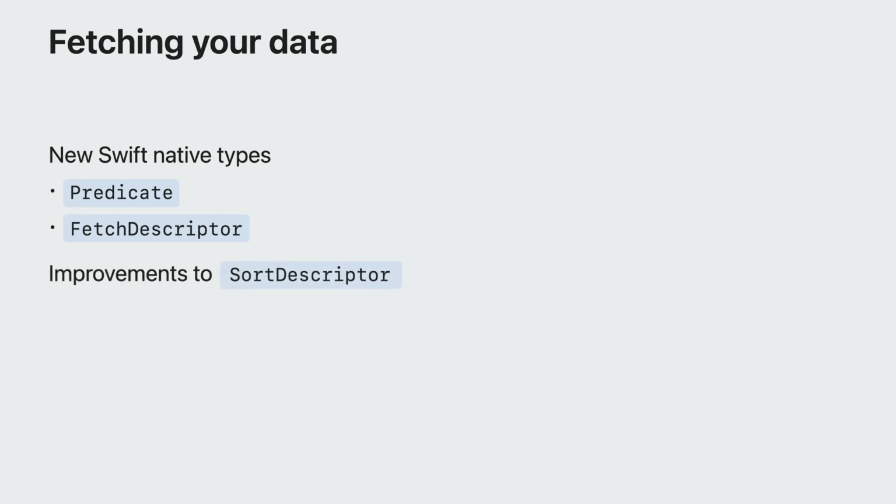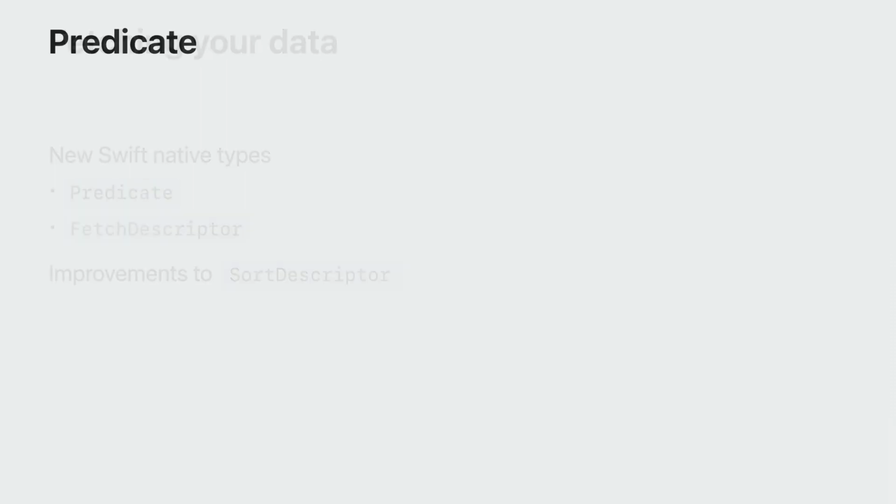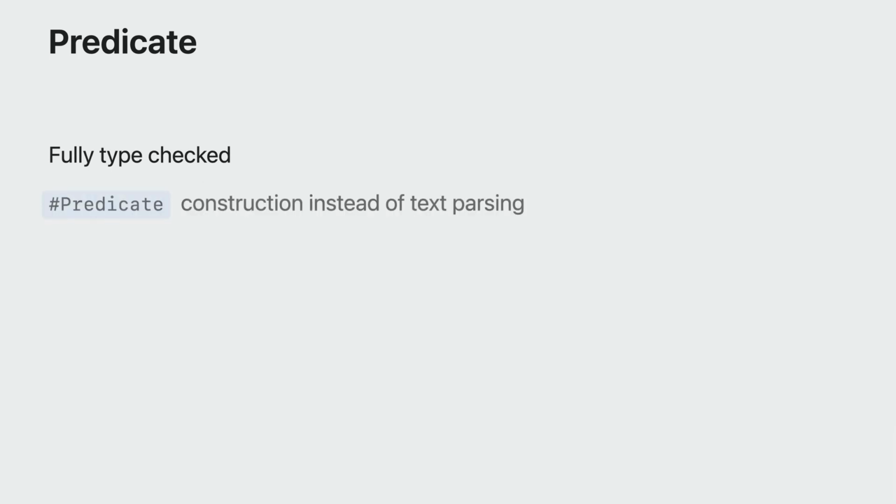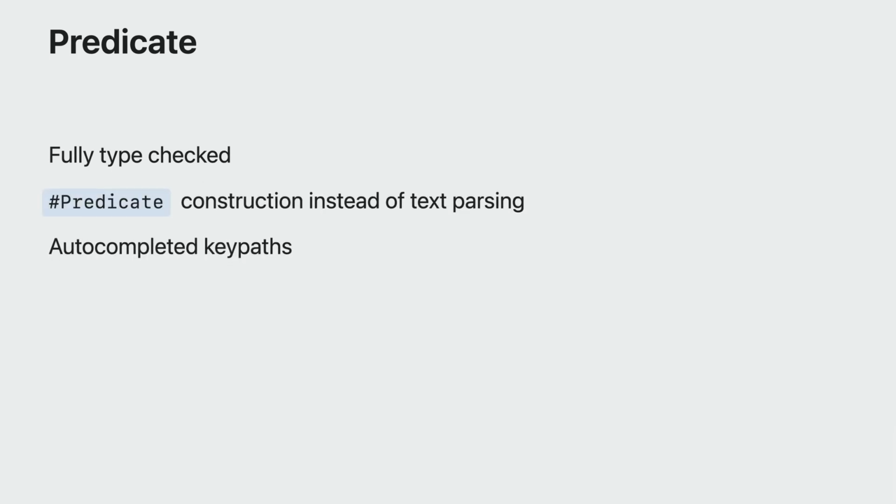SwiftData benefits from new Swift native types like predicate and fetch descriptor, as well as significant improvements to Swift's native sort descriptor. New in iOS 17, predicate works with native Swift types and uses Swift macros for strongly typed construction. It's a fully type-checked modern replacement for NSPredicate. Implementing your predicates is easy too, with Xcode support like autocomplete.